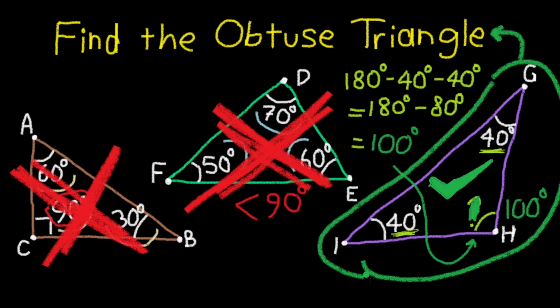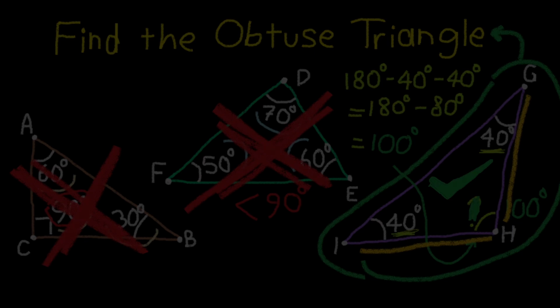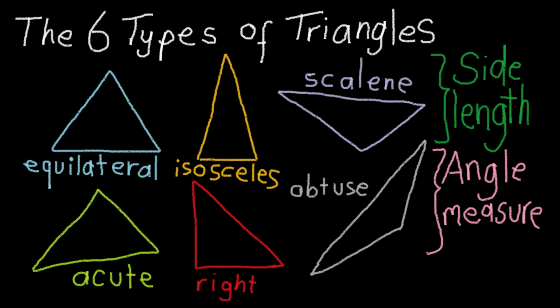And can you tell me the type of triangle GHI is based on the length of its sides? Yes, it is an isosceles triangle, and we know that because it has two identical angles. So that's it. We've reviewed all six types of triangles on the basis of the triangle's sides and angles.